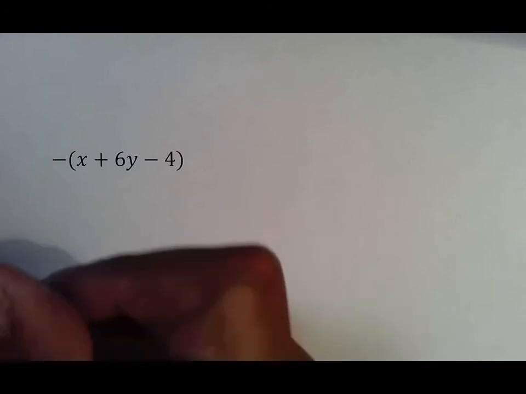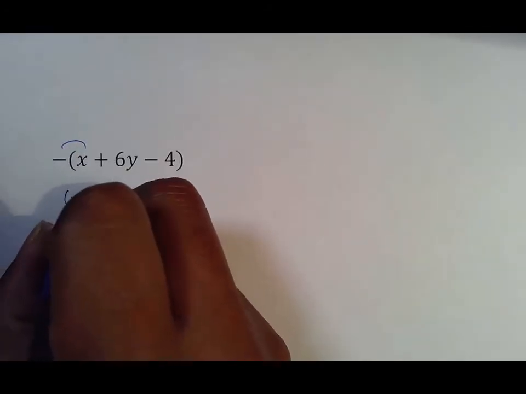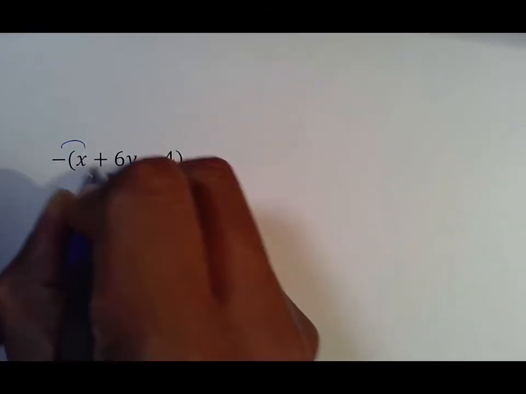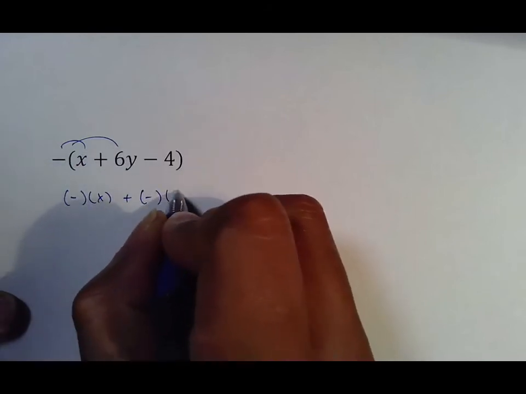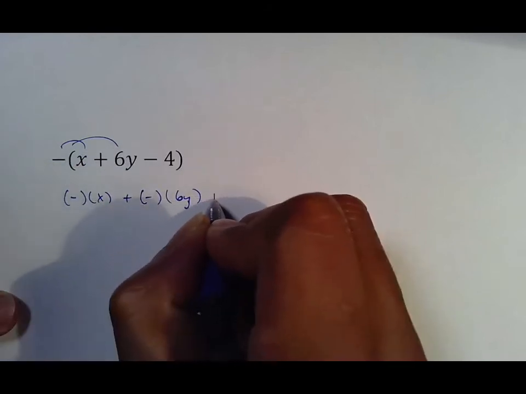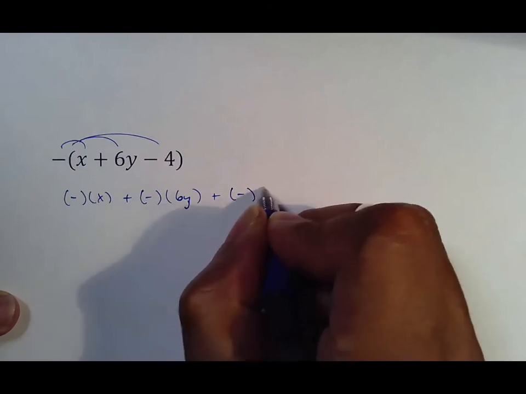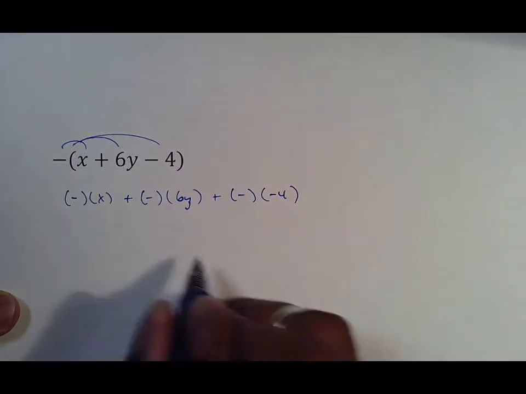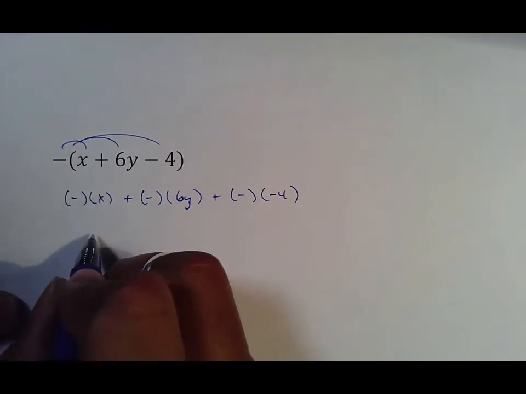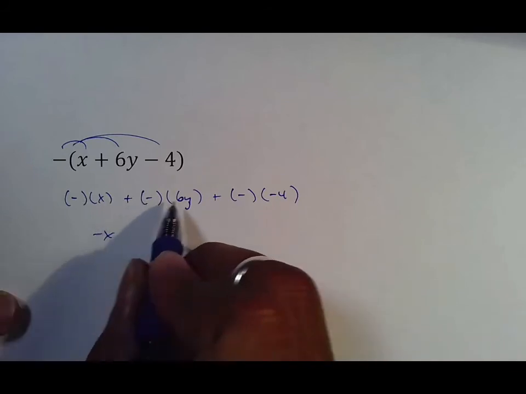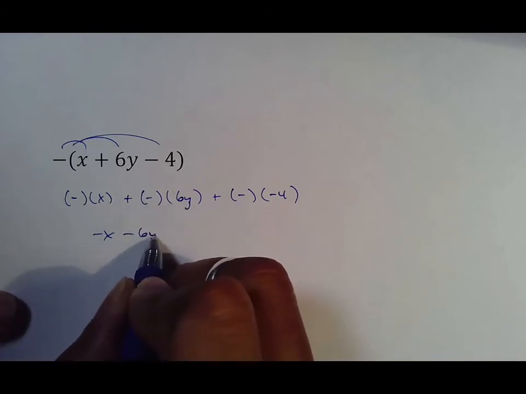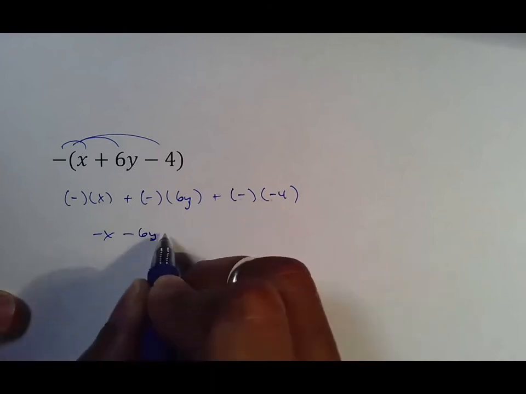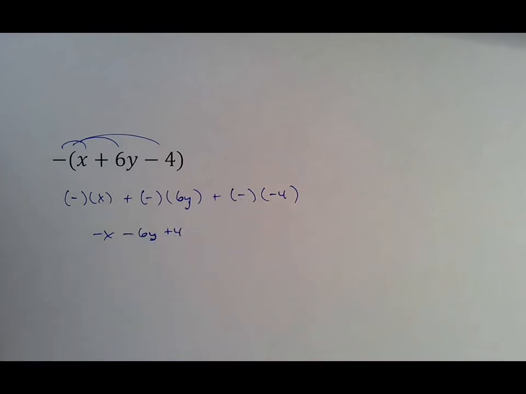Going over the answer now. The negative meets x, and the negative meets 6y, and the negative meets negative 4. This, obviously, the opposite of x is negative x. The opposite of 6y is negative 6y. And the opposite of negative 4 is positive 4.